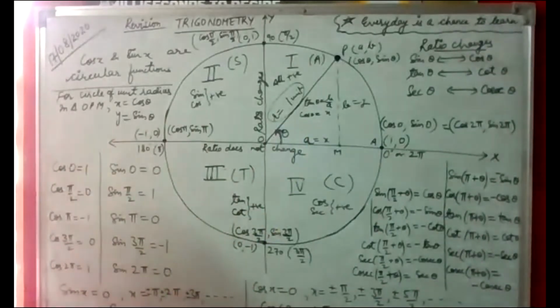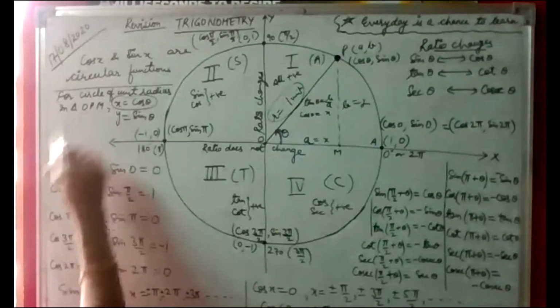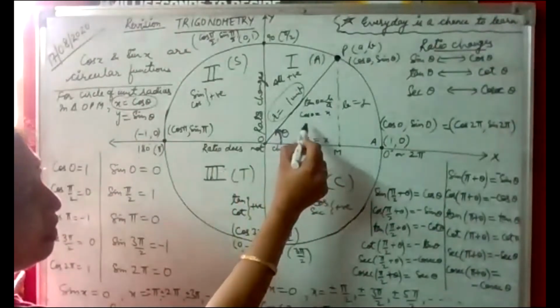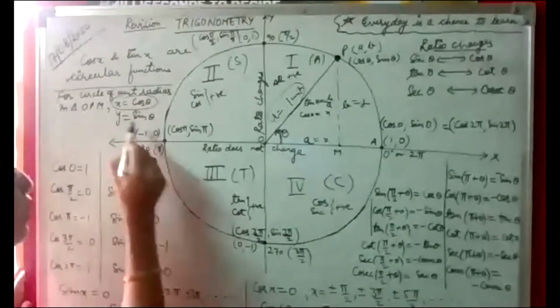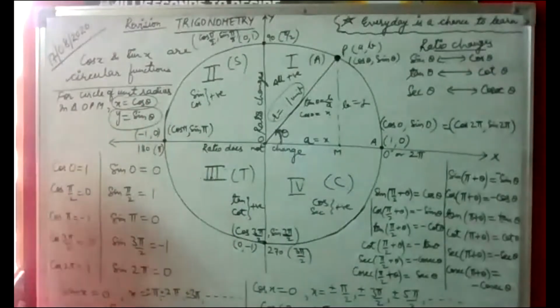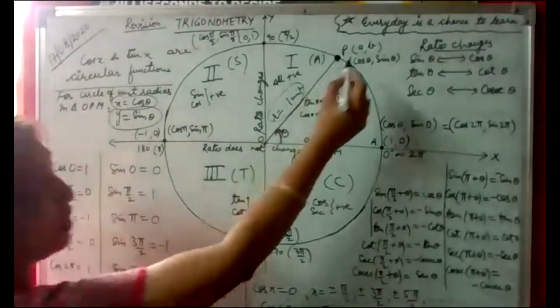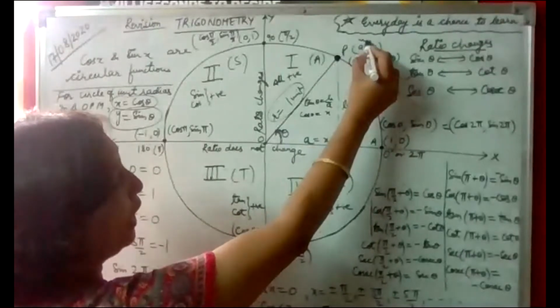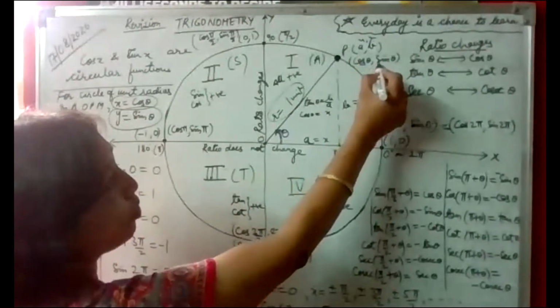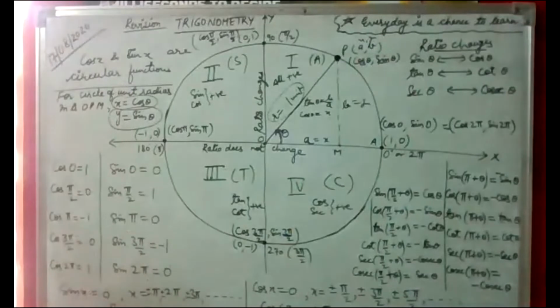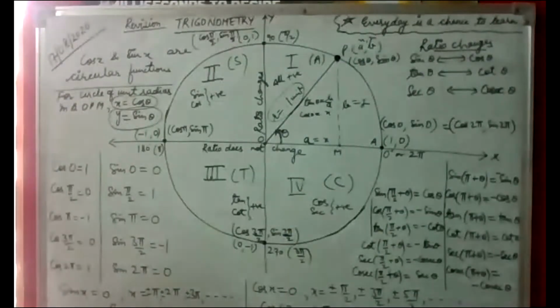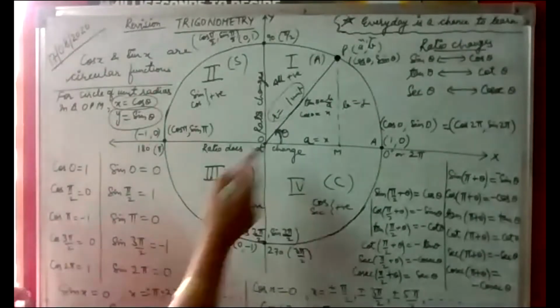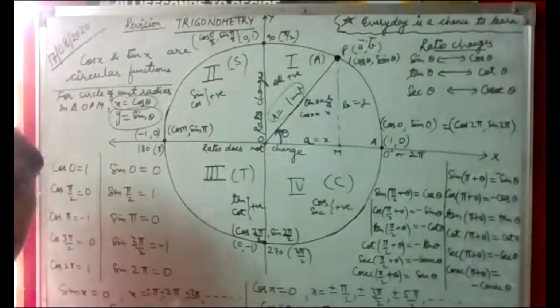So we get cos theta equals x, and similarly sin theta is perpendicular upon hypotenuse, so sin theta equals y. That is, in place of A or B, or X and Y, we can put the values cos theta and sin theta. So point P converts in its polar form, or in terms of polar coordinates, as cos theta and sin theta.